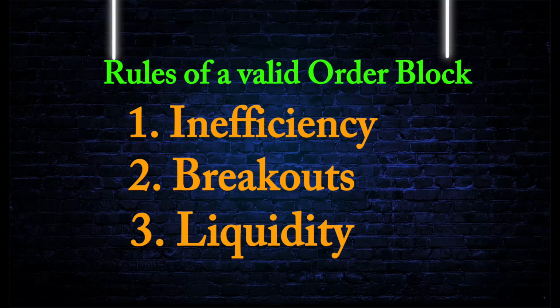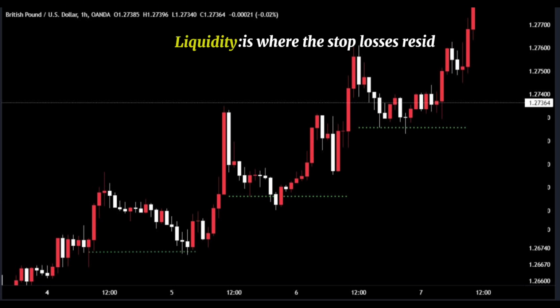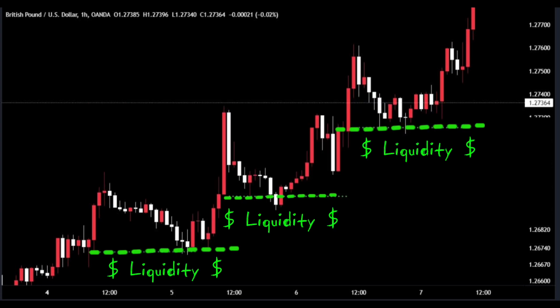Now we're going to be looking at the third rule of considering a valid order block. Liquidity is where the stop losses reside. And when you combine the liquidity concept with order blocks, it enhances your understanding of market structure, provides valuable information for strategic decision making, and gives you the opportunity to take better trades. There are three common liquidity graph patterns that happen every day on the chart. Forming each one before reaching our order block increases our chance of success for our trades.